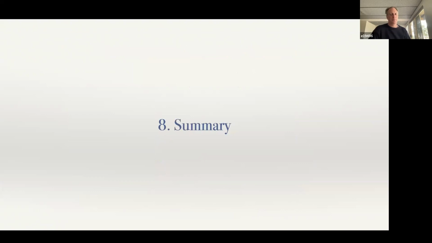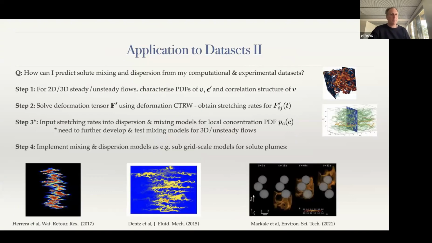Okay, so to summarize, how do we apply all this to data sets? If we have computational or experimental data sets of solute mixing at the pore scale or larger scales, how can I predict that? And essentially, the recipe as follows shows how to do this. For 2D or 3D steady and unsteady flows, we must characterize the PDFs of velocity, velocity gradient, and look at the correlation structure of velocity. We then need to solve the deformation tensor using a CTRW, and that essentially gives us stretching rates for the elements of the deformation tensor.